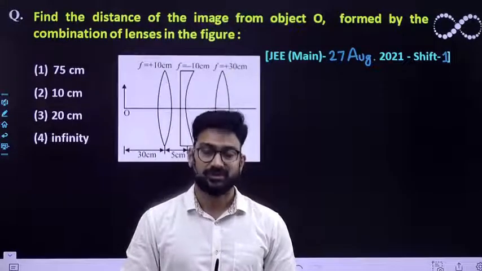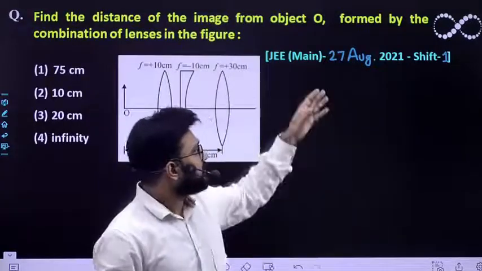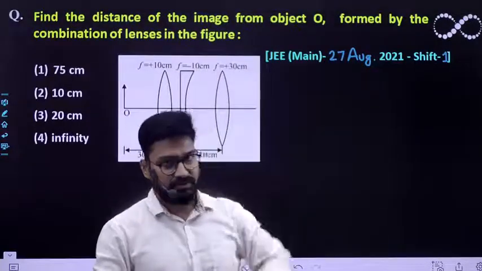Right now I'll be doing one such question that came in your JEE Main examination. This question came on 27th August in shift 1. So let us see this question first.